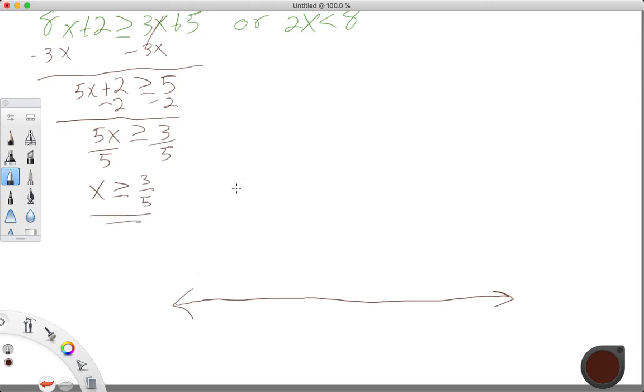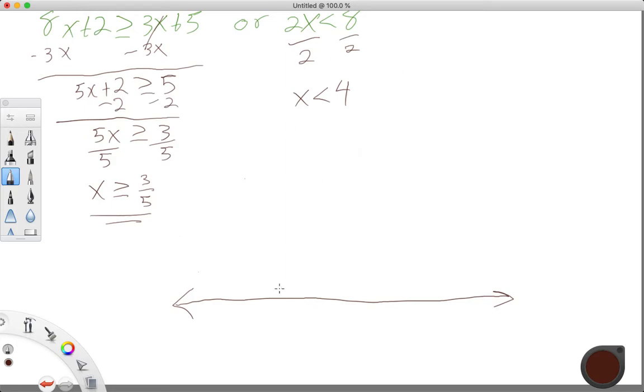Okay, that's that one. Then we have this one, which is just a one-step simple inequality. Divide by 2, divide by 2. That's going to give me x is less than 4.